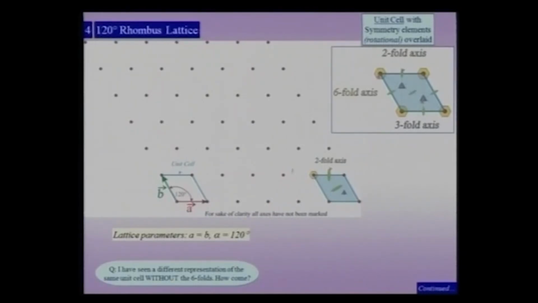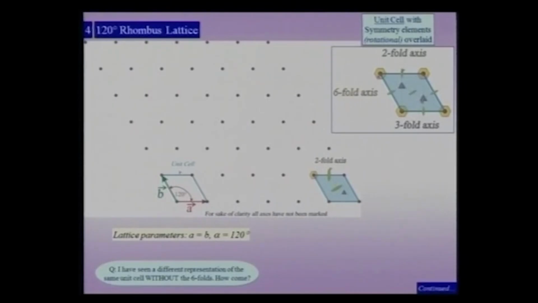On the right hand side of this lattice is the same unit cell with some symmetry elements overlaid on it. As before, we have not overlaid all the symmetry elements, and that is for the sake of clarity for you to understand the essentials of this lattice. Clearly, there is a six-fold axis. There is also a three-fold axis which is at the centroid of the triangle, which is half the rhombus unit cell. There is also a two-fold axis which is at half the distance of the diagonal.